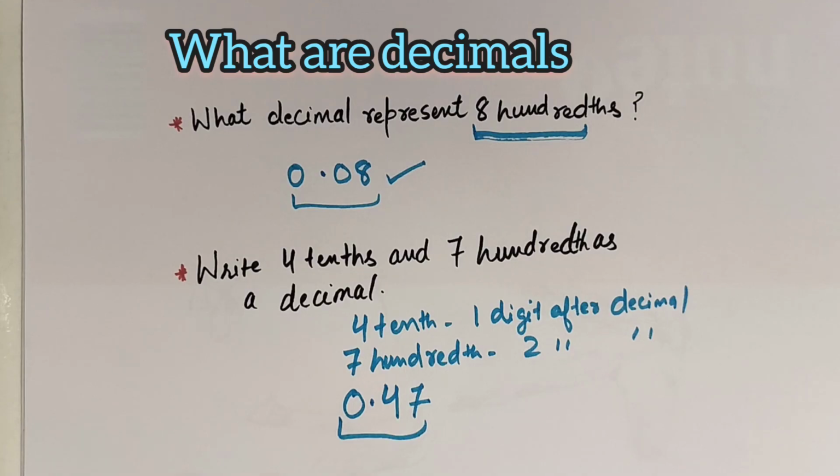This is how we represent tenths and hundredths in a decimal. For today we have only this, and in my next videos I'll bring more concepts like this on decimals.